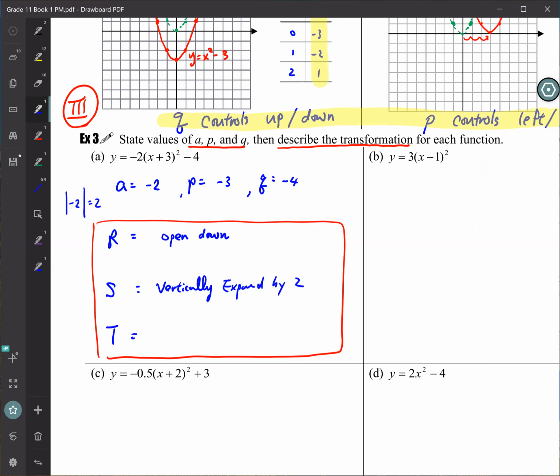Now next one is the translation. Chris, what's the translation? Which way does it move? It moves up and down. Which one? Up or down? You have to pick one. It cannot move up and also down at the same time, right? Down. Down, how many? 4. Okay. Anything else?